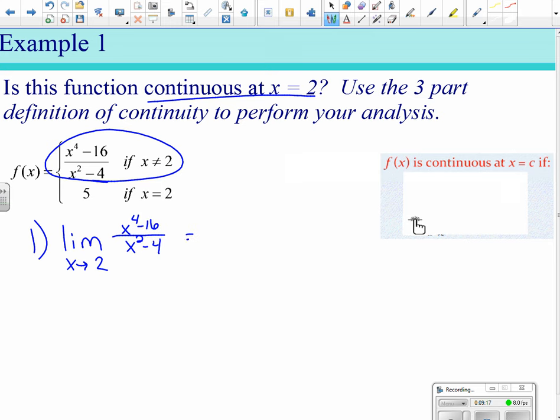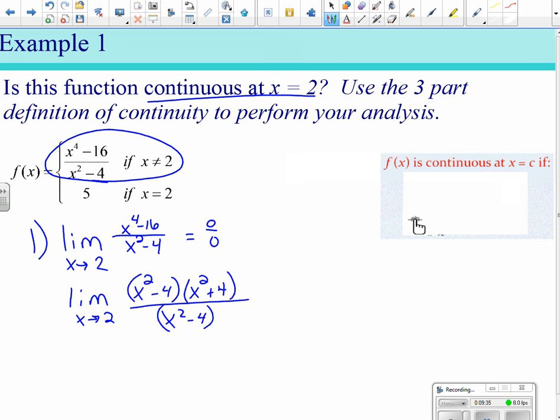If I try to use substitution, I get 0 over 0. Therefore, our instinct says, let's try factoring this one. So x squared minus 4, x squared plus 4, all over x squared minus 4. I'm not going to factor the bottom because I noticed that I get a cancellation there. And now I can simply use substitution, and I have 2 squared plus 4, which gives me 8.